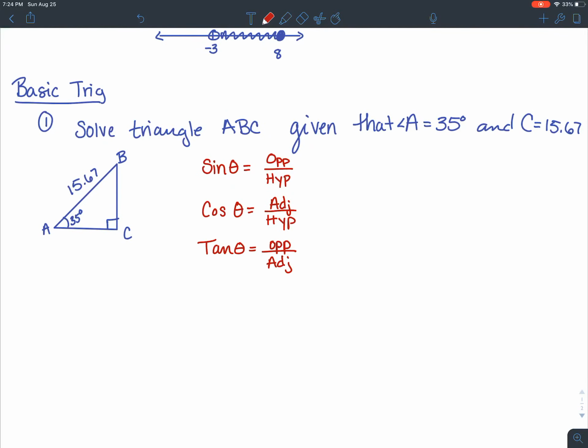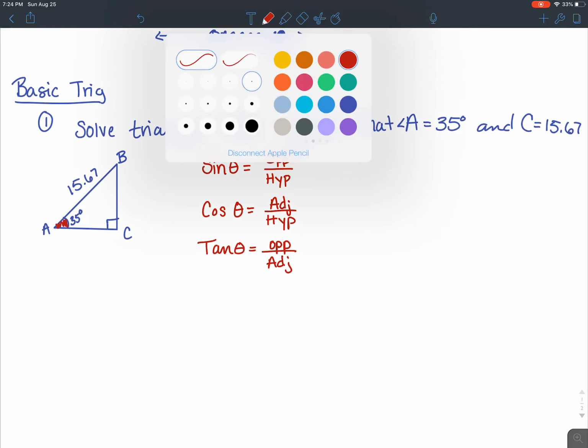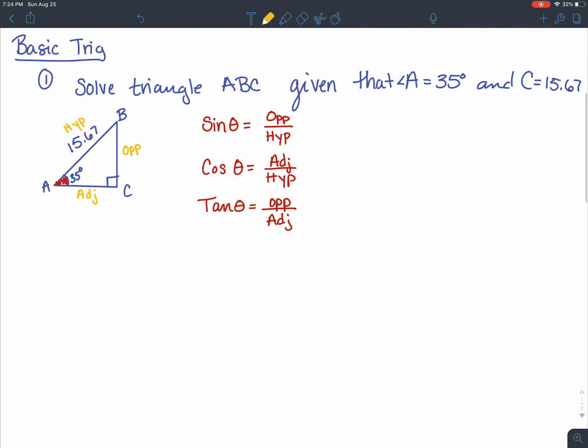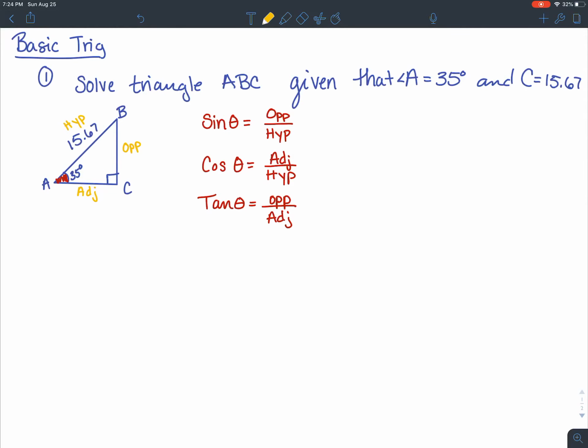What have they given us? Here's our angle. I like to go through my triangle and label what everything is based on that angle. Let's make it yellow. The opposite side, so this would be opposite. The adjacent means it's the one that's touching it, the one that's closest. And the hypotenuse is always the side across from the right angle. We can start with finding the opposite or the adjacent. It honestly doesn't matter, so I'm going to find the opposite first.